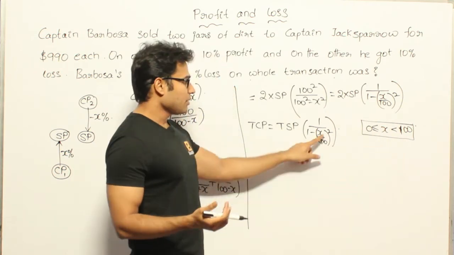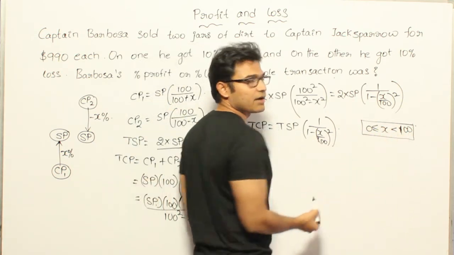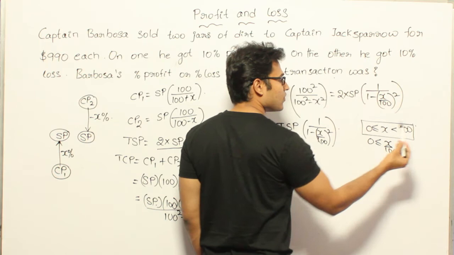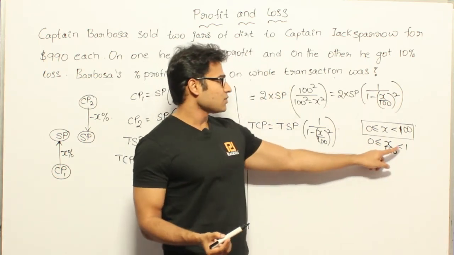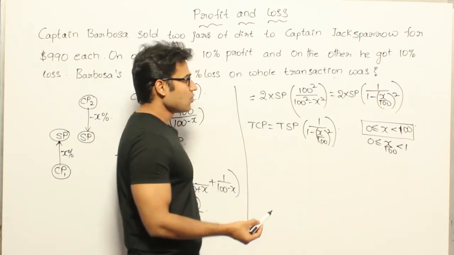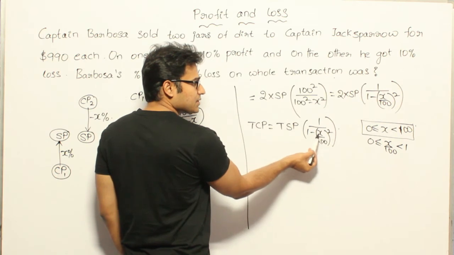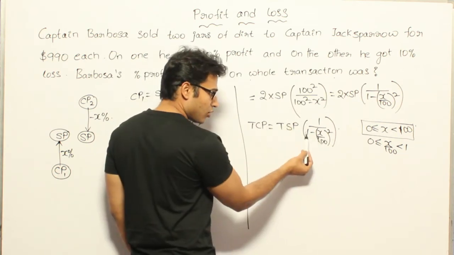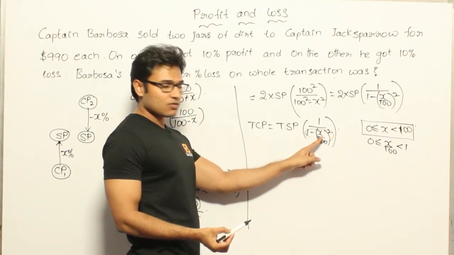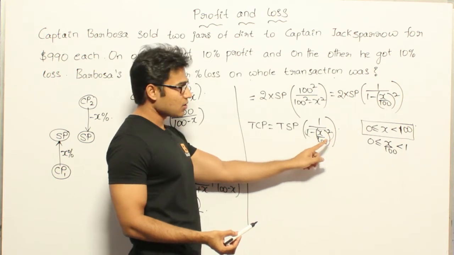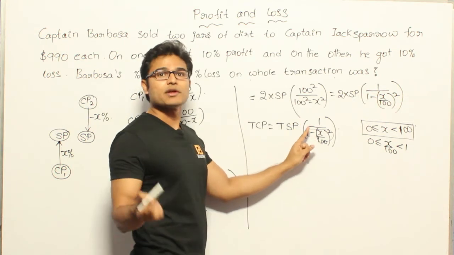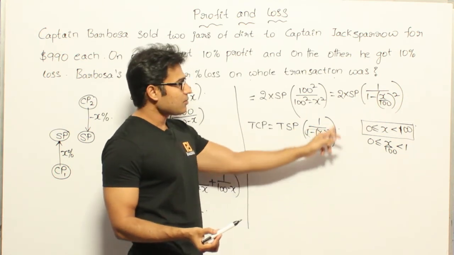Now see this, what happens to x by 100? Divide all the terms by 100, then 0 is less than or equal to x by 100 is less than 1. So what does it mean? X by 100 is always less than 1, right? Therefore x by 100 square will also be less than 1. So 1 minus something, this entire thing is a positive number which is less than 1. 1 by some fraction, 1 by let's say 0.1 or something like that, right? Therefore this entire number is going to be greater than 1.